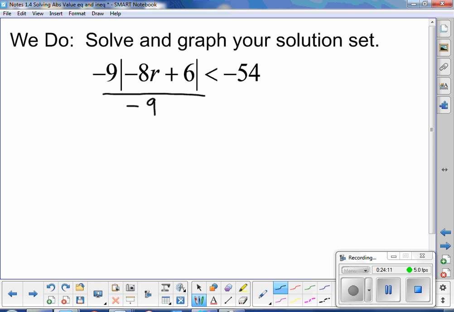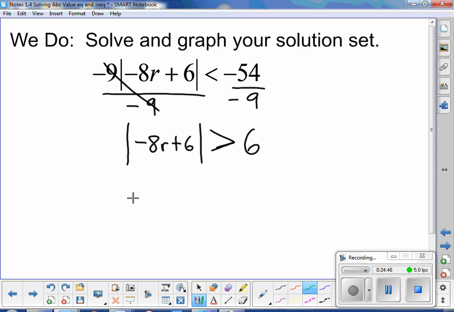So let's divide by a negative 9. Divide by a negative 9. That's a 1. So 1 times anything is the same thing. Now remember, when you divide or multiply by a negative, the inequality is going the other way. So 54 divided by 9, let's see, 45 is 5, so it's a 6. All right, and it is a positive. So what we do now is, this could be, let me change colors. This could be a negative 6 or it could be a positive 6.